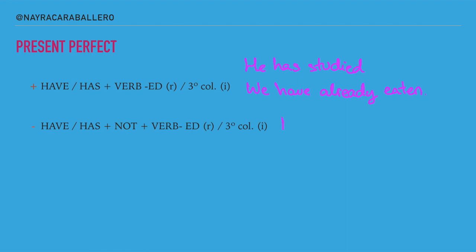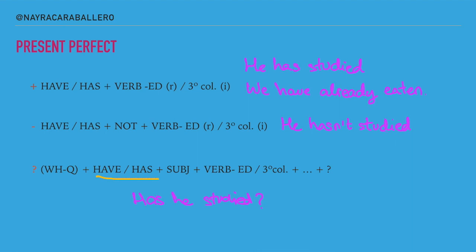So it would be he hasn't studied. On the question form, it is important to bear in mind this structure, but it's very simple. For example, has he studied? And here we have have or has, the subject, and the verb.